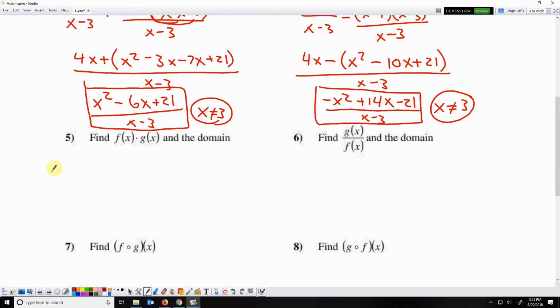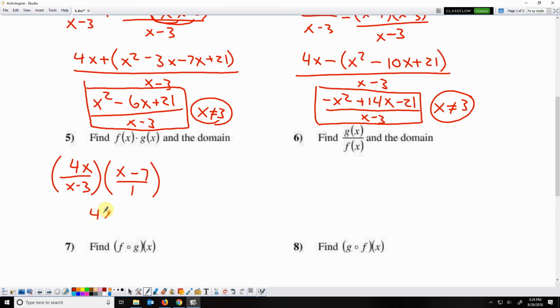F of x times g of x. Now to multiply, we do not need a common denominator. So we've got 4x over x minus 3 times x minus 7. And it might be helpful just to put that over 1, so we think of this as multiplying two fractions. We multiply the numerators, then we multiply the denominators.